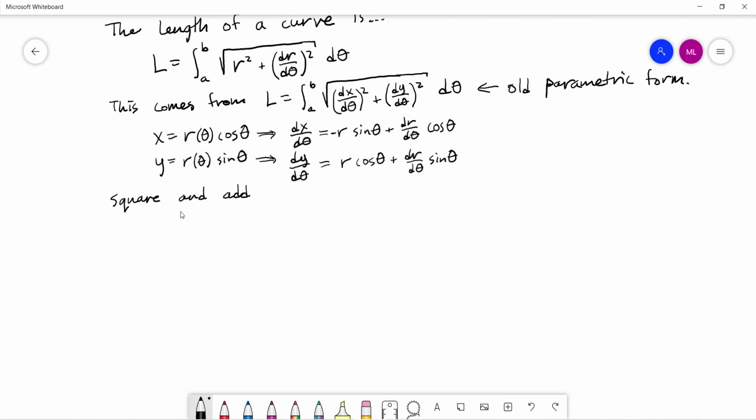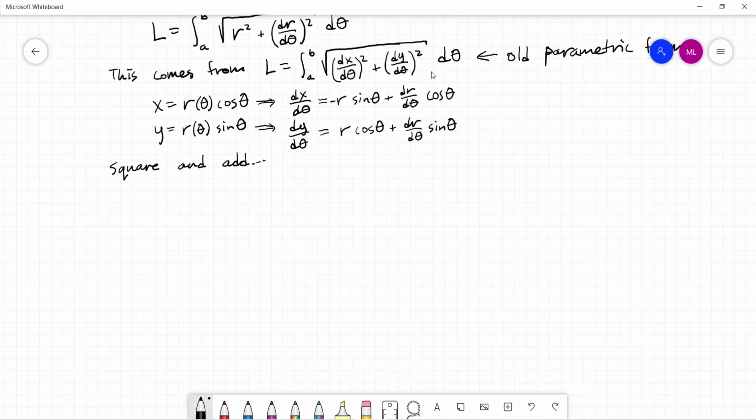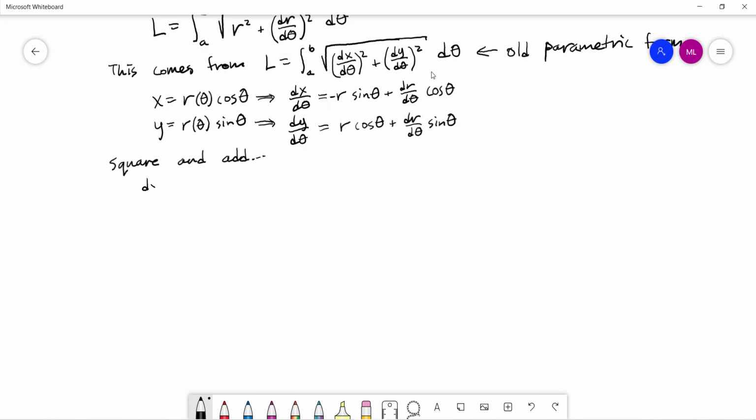And add them up, because that's what we do. We square them and add them together. So dx d theta squared is going to be the square of this whole mess. So what I will get, essentially we're foiling it out. It'll be this times itself, 2 of this times this, plus this times itself. So I will get that first term times itself will be r squared sine squared theta. The negatives disappear because we squared it.